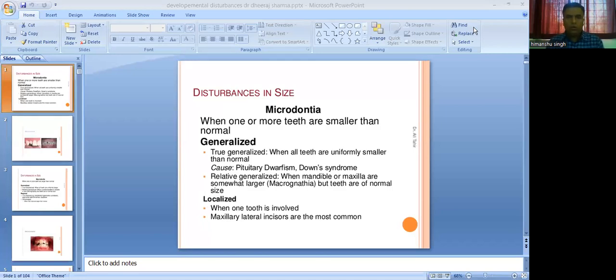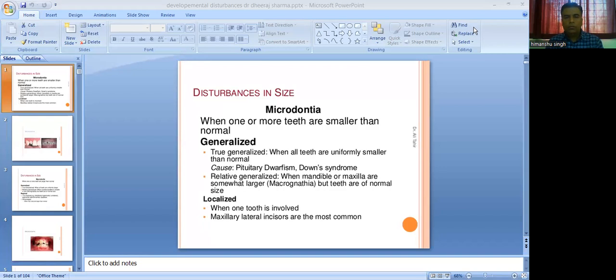Today we will be discussing disturbance in size of the teeth. In this part, first we will discuss microdontia.